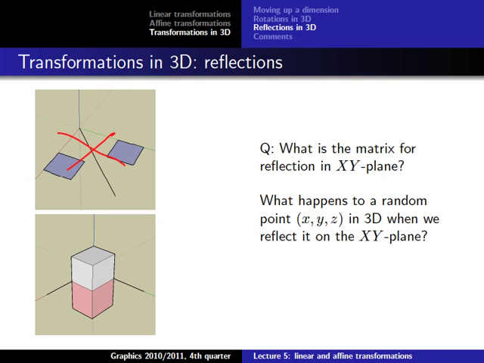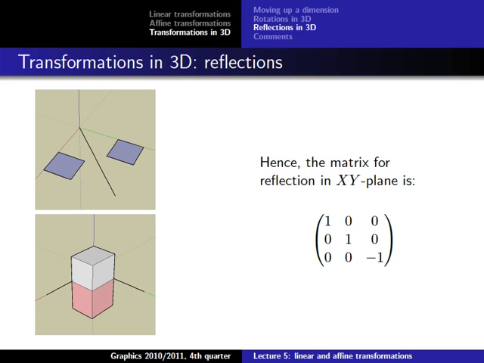Sorry for that. So we have the xy plane, and we want to do a reflection there. If you think about what happens to a point here, when we do the reflection on the xy plane, the x and y values stay exactly the same, but the z value just changes its sign. So the reflection matrix has ones on the diagonal, and only the last diagonal entry is -1, because that is the z value that changes its sign.